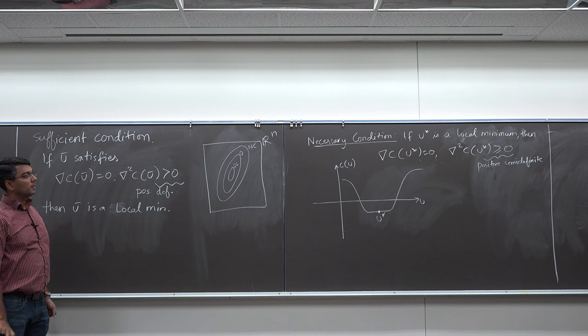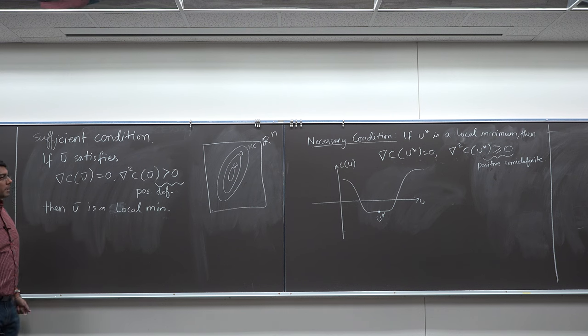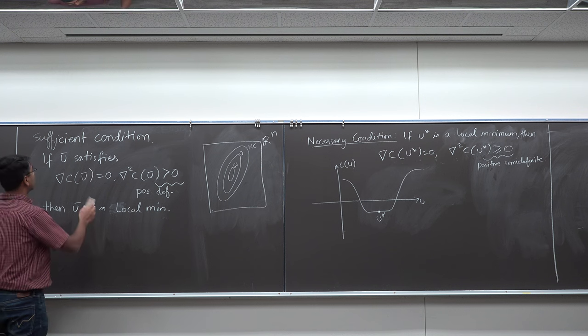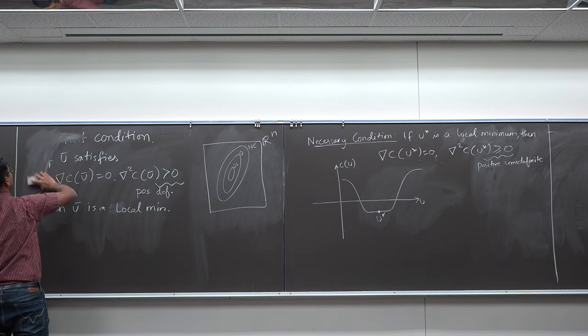So how do we come up with an algorithm that tries to identify a point that satisfies, ideally, the sufficient condition, but sometimes might only satisfy the necessary condition, and you really can't do much about it? But at least it allows you to get some candidate solutions for the optimization problem. So the algorithm's name is the gradient descent algorithm.